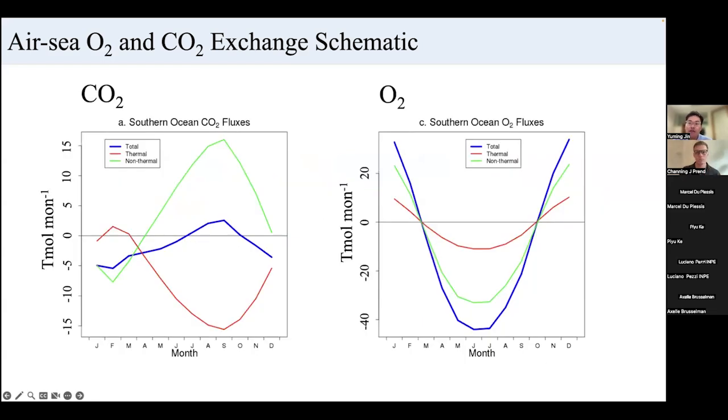As you can see from the right figure, where I decompose the net oxygen flux into a thermal part and a non-thermal part, the two processes together lead to a more pronounced seasonal oxygen flux, which is mainly driven by the non-thermal component. This also means simulating the net oxygen flux is easier, and it is not very sensitive to small perturbations in either the thermal or non-thermal component. But a small perturbation in one component would have a very large impact on the net carbon flux.